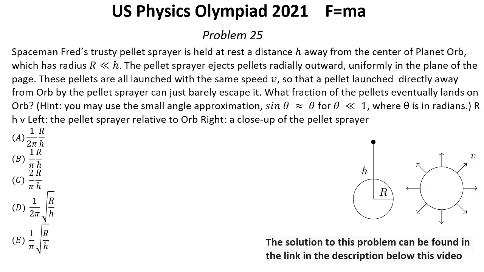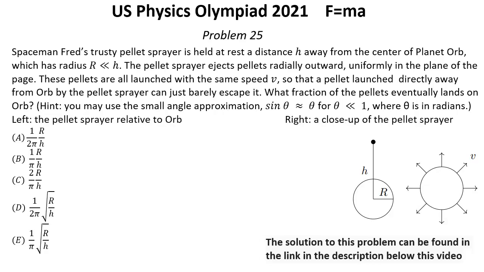Hint: you may use the small angle approximation sin theta approximately equal to theta for theta much less than 1, where theta is in radians. On the left picture we have the pellet sprayer relative to Orb, and on the right picture we have a close-up of the pellet sprayer. Solution for problem number 25.